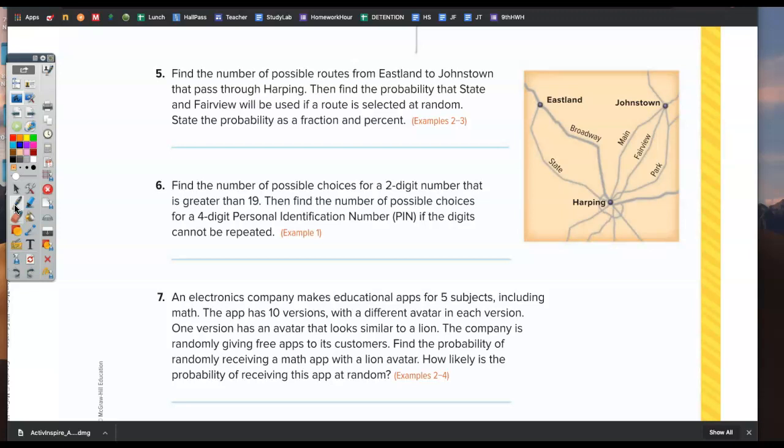Number 5 says find the number of possible routes from Eastland to Johnstown that pass through Harping. Then find the probability that State and Fairview will be used if a route is selected at random. State the probability as a fraction and percent.